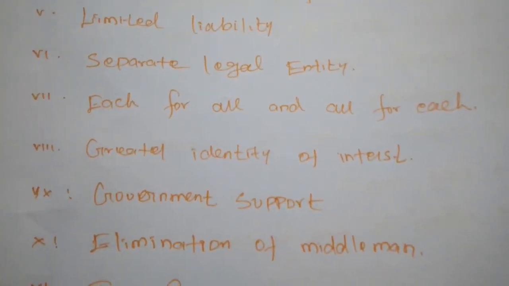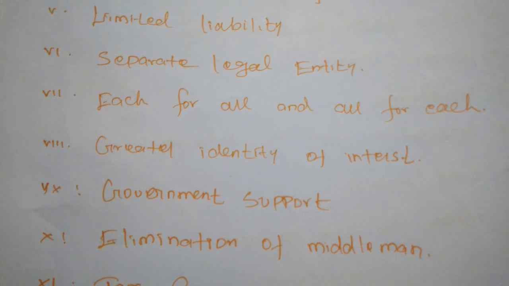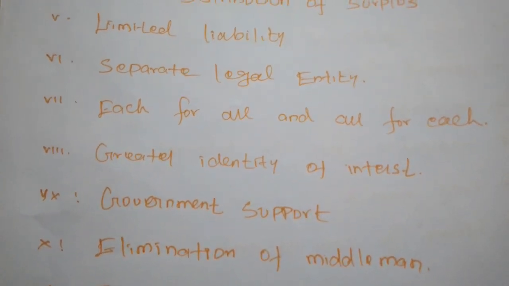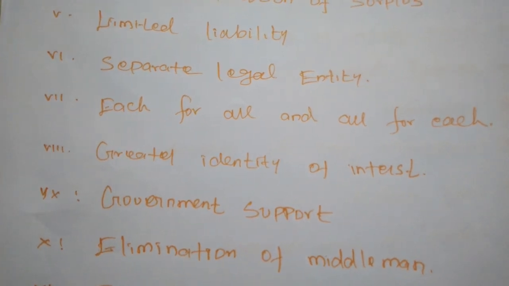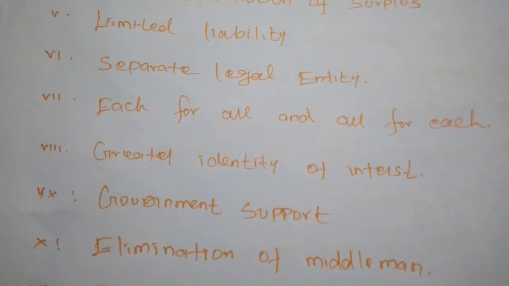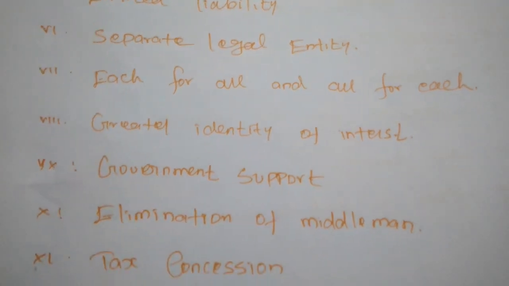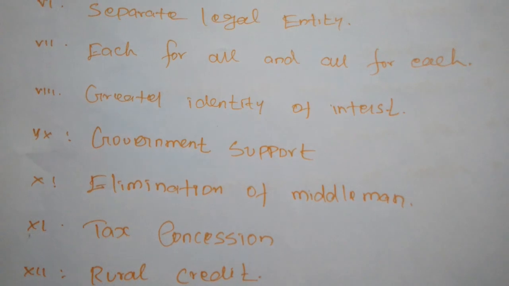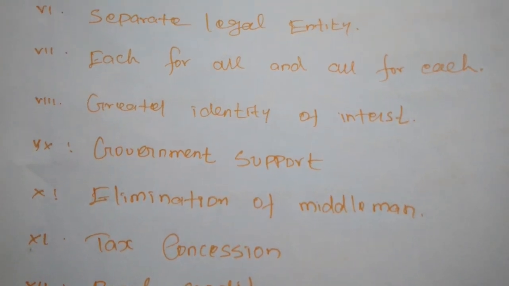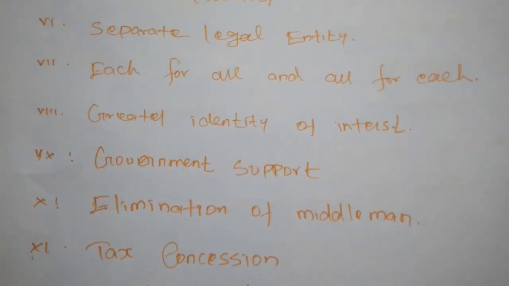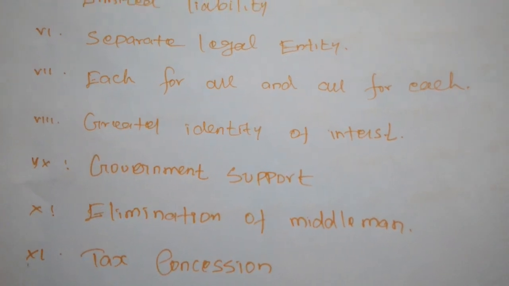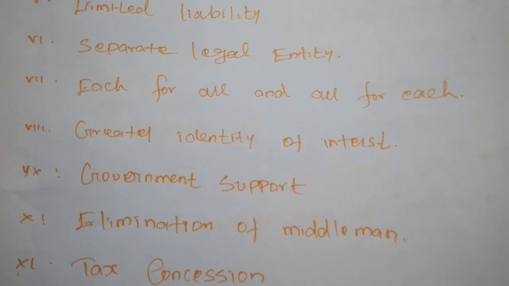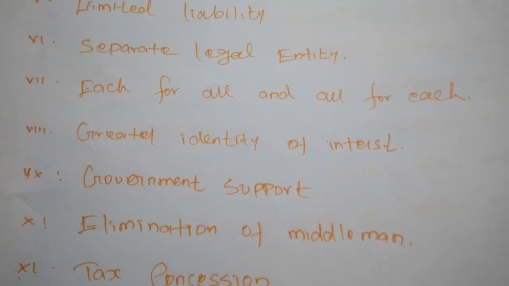Next, each for all and all for each. Cooperative societies are formed on the basis of self-help and mutual help. Therefore, members contribute their efforts to promote their common welfare. So the cooperative society was formed only on the basis of the common welfare of the membership. Every member also has to make an effort on the basis of all for each and each for all.